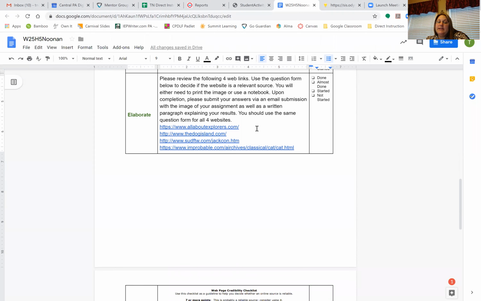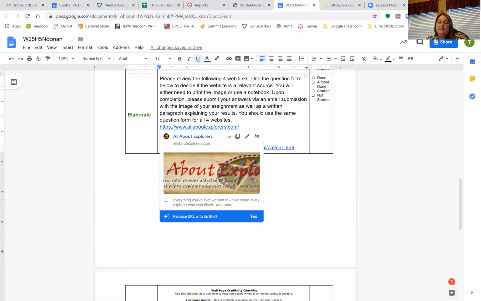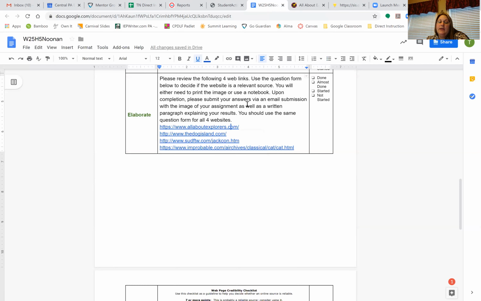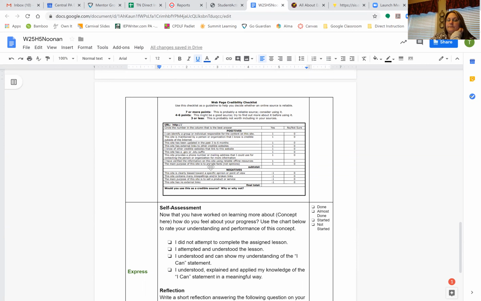The elaborate is a little different this week. It does not relate to a checkpoint because we're working on a cognitive skill. So you're going to review these 4 websites. You're going to click on it and use this information to find out if it's credible. This is tiny, but you can make it bigger.